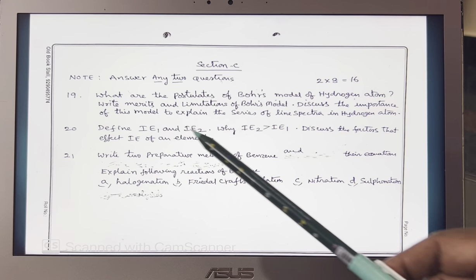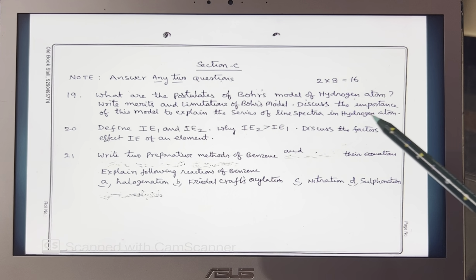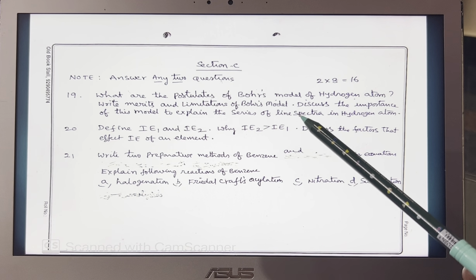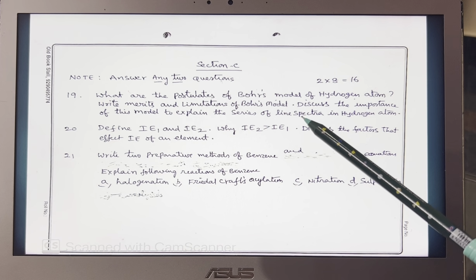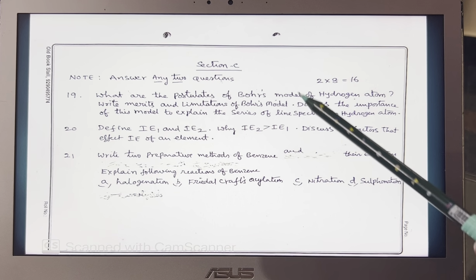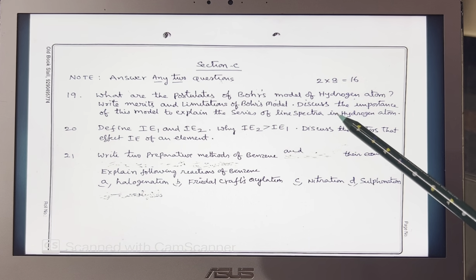Discuss the importance of the model to explain the series of line spectrum in hydrogen atom, that is Lyman series, Balmer series, everything, Rydberg equation, everything you have to write, how Lyman series are formed, how Balmer series are formed. So you have to write how Bohr's theory explains the series of the line spectra in hydrogen atom.